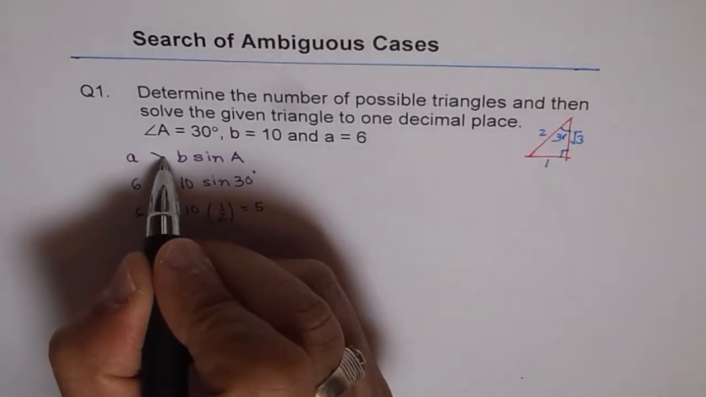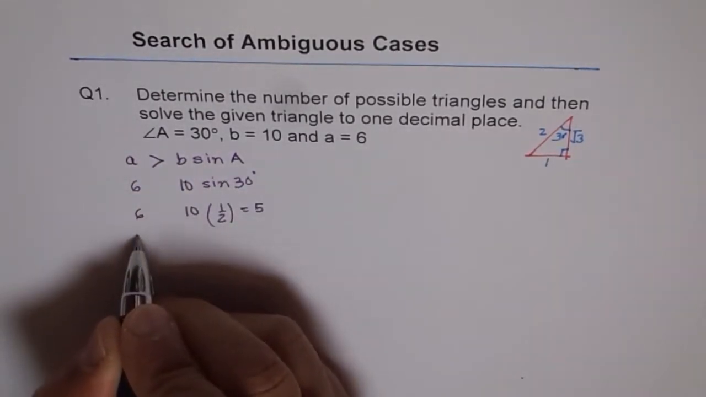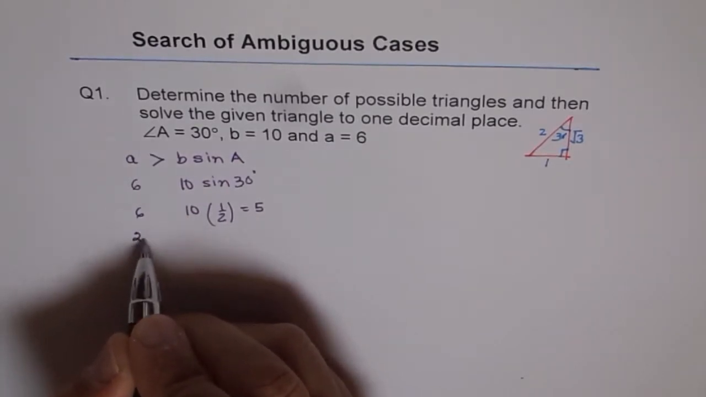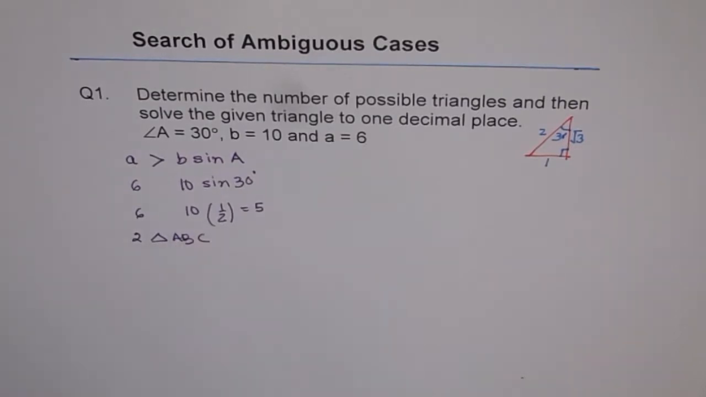So that means a is greater than b sine A, and therefore we have an ambiguous case and two triangles ABC can be formed. Correct. So that is the conclusion from all this.